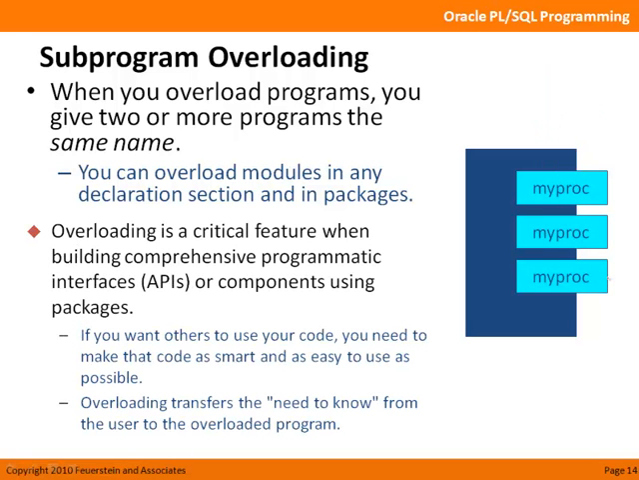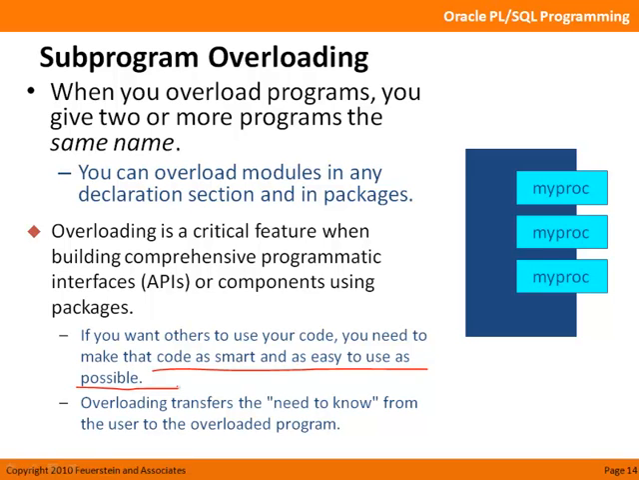Overloading is a critical feature when you're building APIs for other developers to use. In other words, you're writing code that other developers will use to build their applications. Essentially, what you're going to do with overloading is make the code as smart and as easy to use as possible. You're going to sit there and think about the different ways that the functionality in your application or this package needs to be used, and then you will tailor your different overloadings to fit those different requirements.